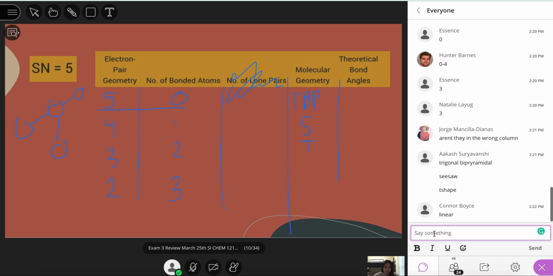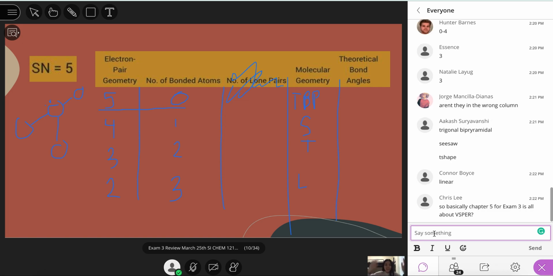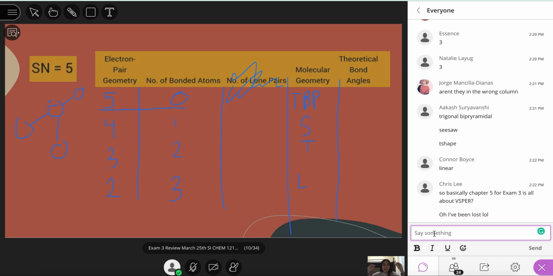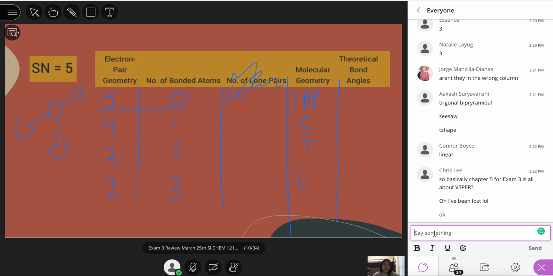Does anyone remember? Yeah, this one's probably the hardest one to know because there are so many different molecular ones. Chapter 5, for exam 3, we're basically doing 5.1 and 5.2 for the most part. It is mainly VSEPR theory, and a lot of it, like recognizing polar, nonpolar, you use VSEPR.